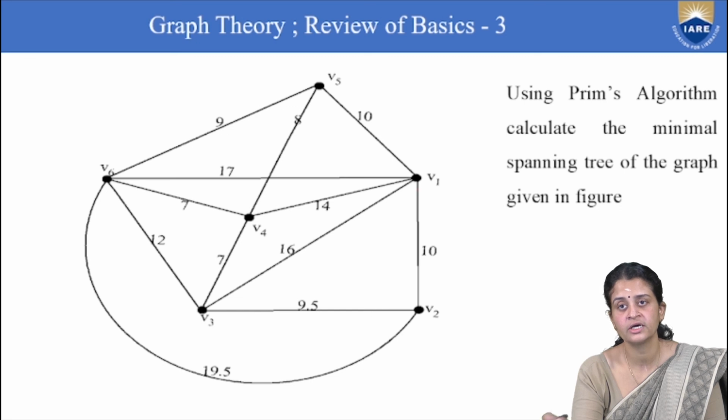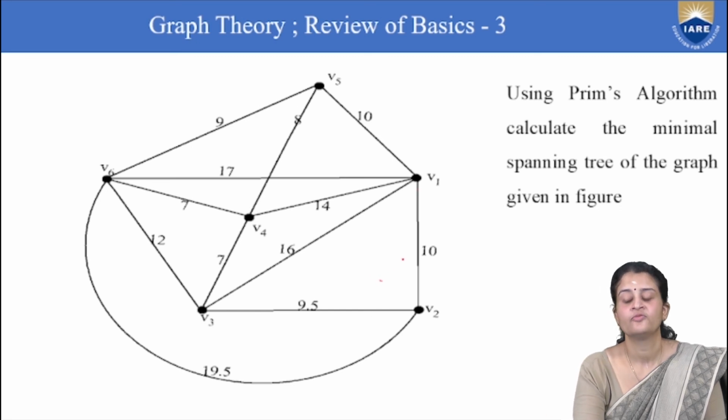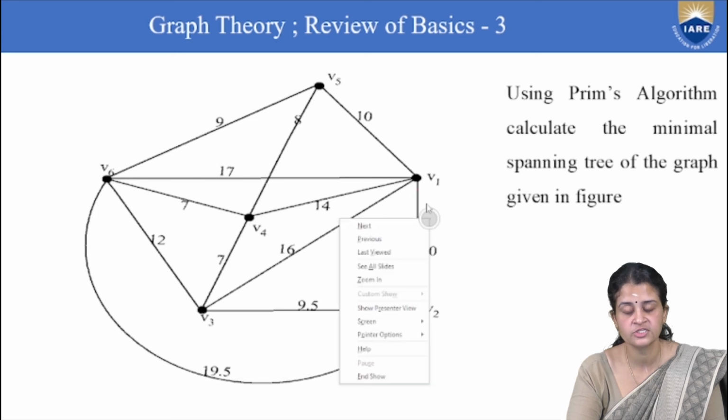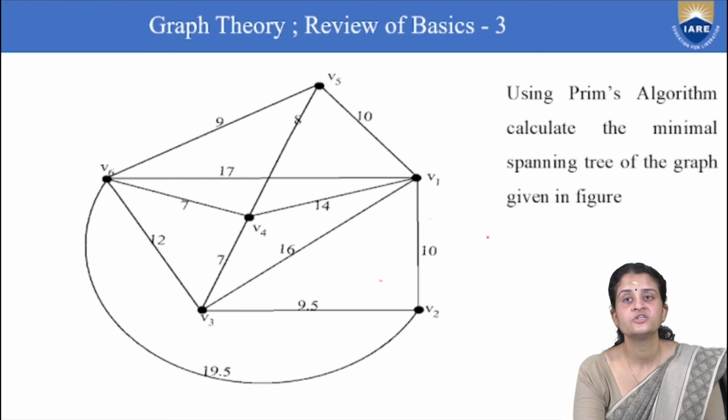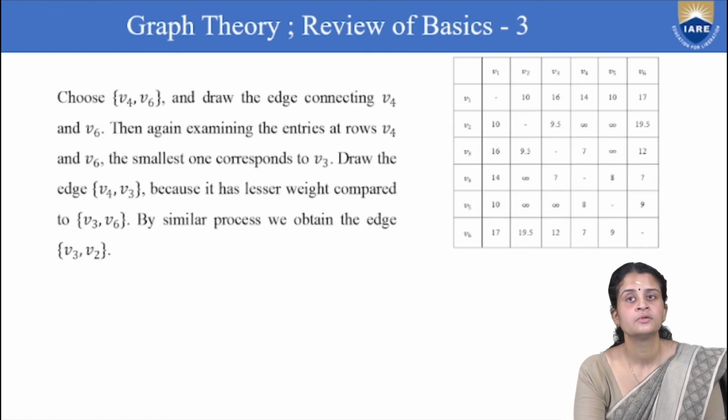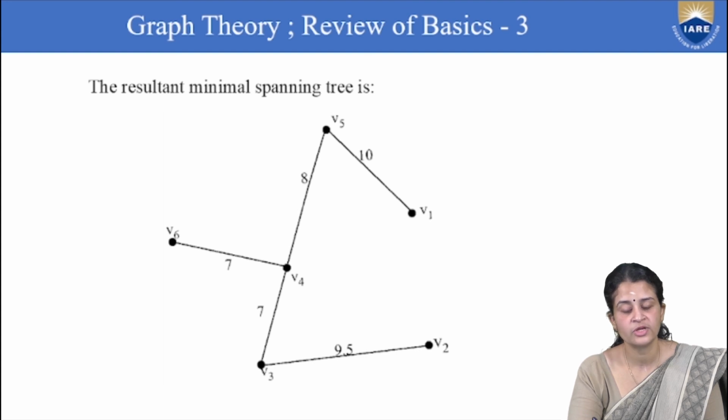Here, the given graph G is here. First I found this 6 by 6 tabular form with the entries, and going through it, I found this minimal spanning tree of this given graph.